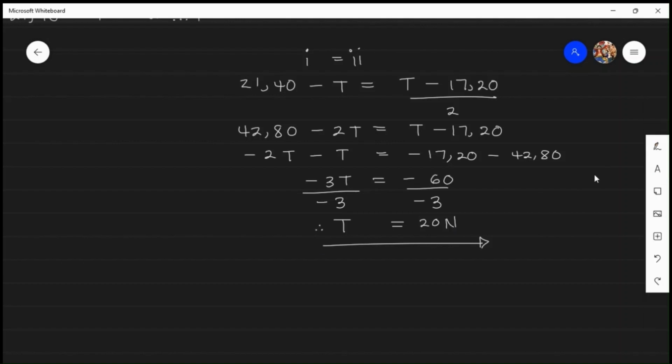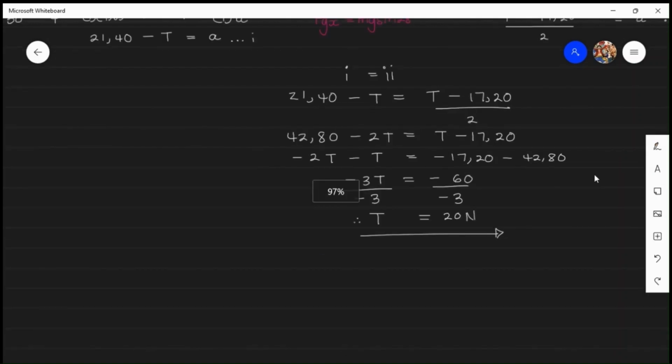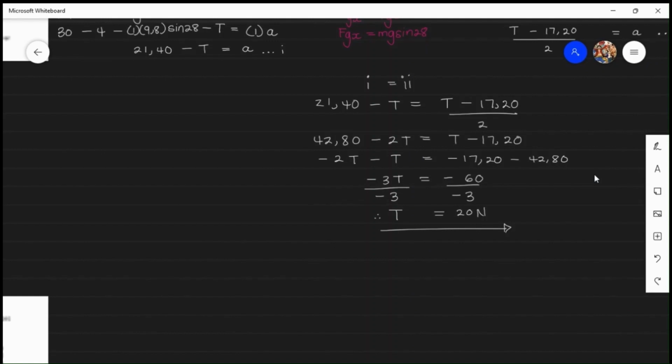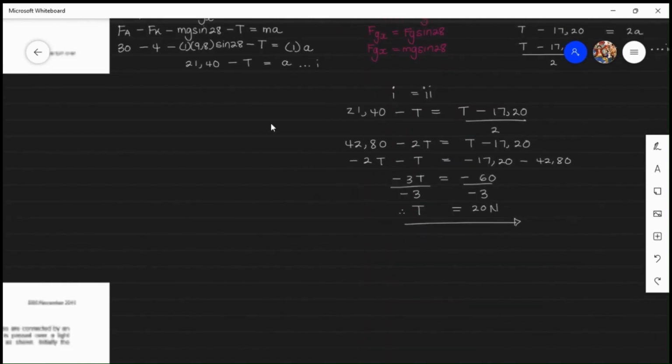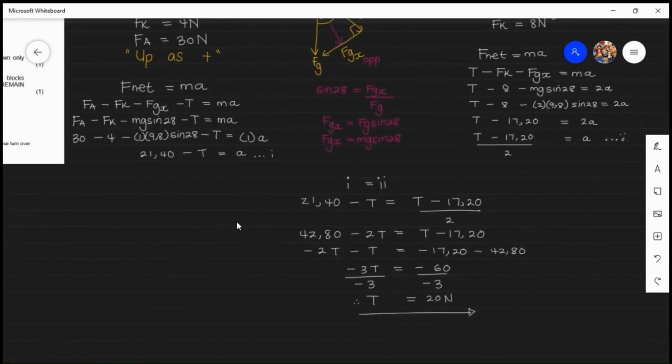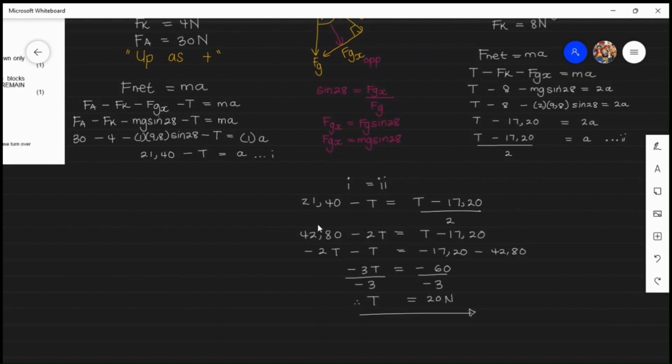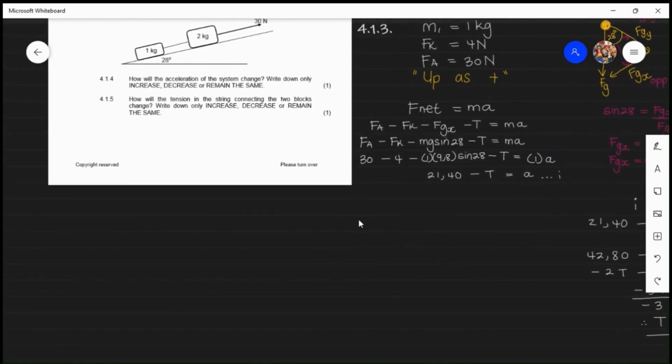So all we did was break up both objects into their formulas using the horizontal forces. Once we were able to do that, we ended up with two unknowns, tension and acceleration. From that point, we equated the two formulas and solved for tension. Let's have a look at our next question.